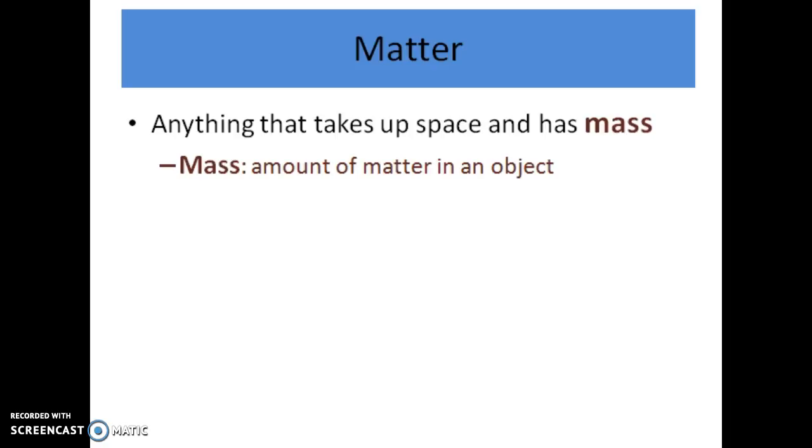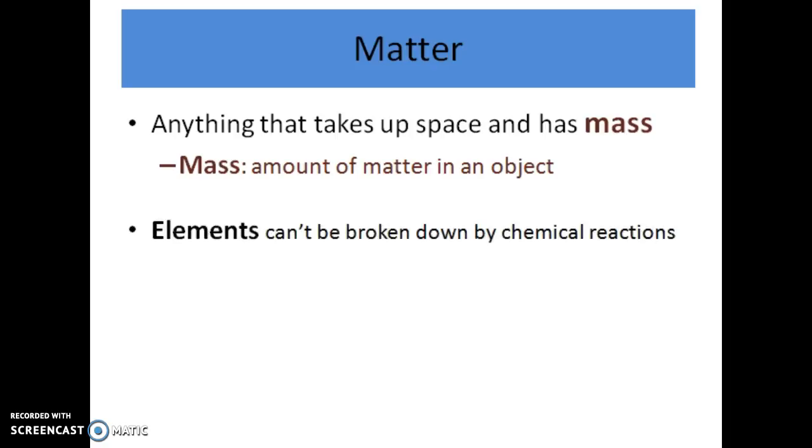Matter is made up of things that are called elements. And elements are the smallest pieces of matter that have those chemical qualities of that material. So things can't be broken down any farther by chemical reactions.